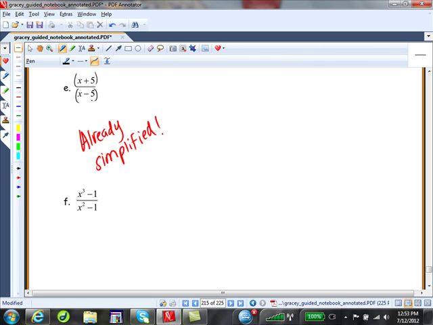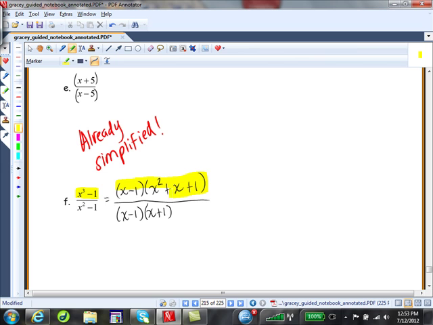Now F has one of those difference of cubes problems. So x cubed minus 1 factors as x minus 1 times x squared plus 1x plus 1. And then we have a difference of squares in the denominator. So we'll get x minus 1 times x plus 1. So here's our numerator, and here's our denominator.